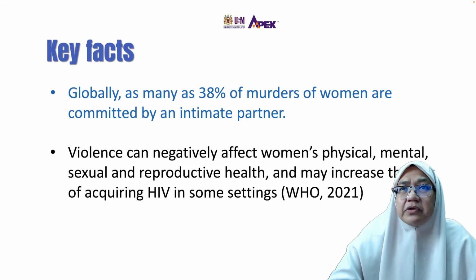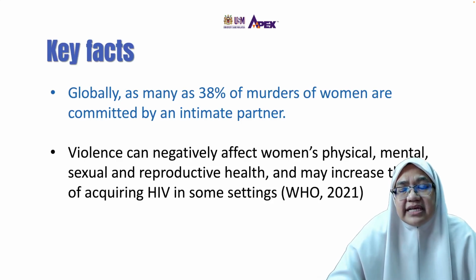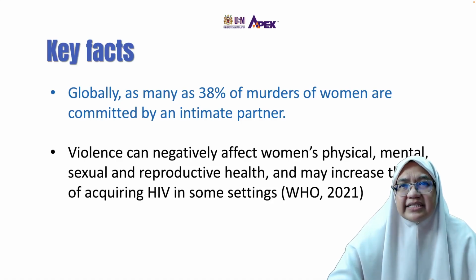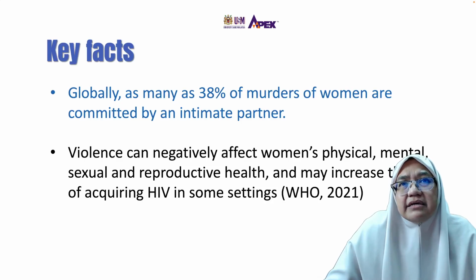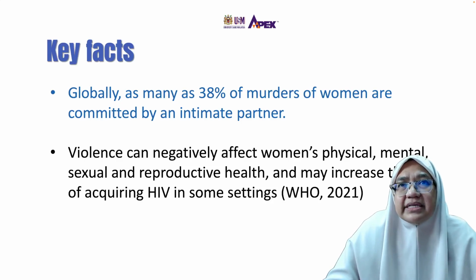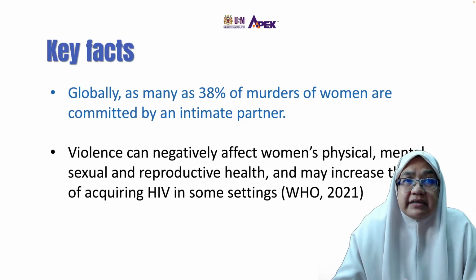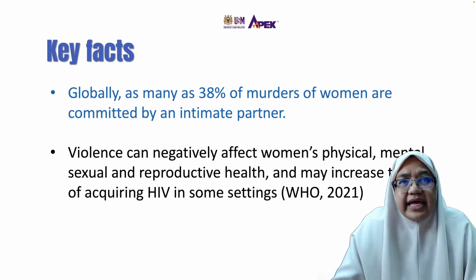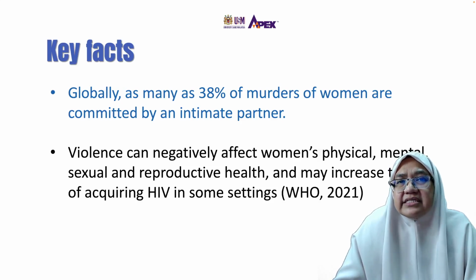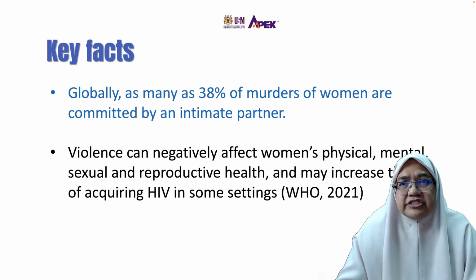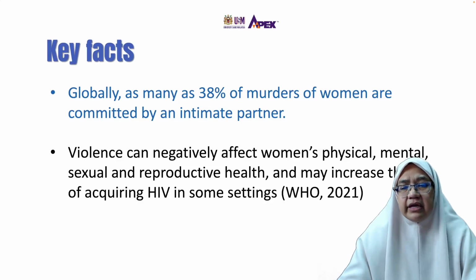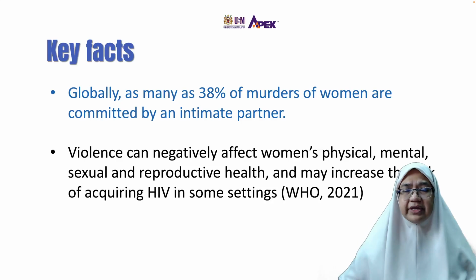Another point: globally, as many as 38% of murders of women are committed by intimate partners, and that is another shocking figure. It means about 1 in 3 murders are by someone they know, someone they are close to. Violence can negatively affect women's physical, mental, sexual, and reproductive health, and may increase the risk of acquiring HIV in some settings, especially if it is forced intercourse and it is not protected, and she is at a higher risk of acquiring HIV when having intercourse with someone whose health background she is not familiar with.